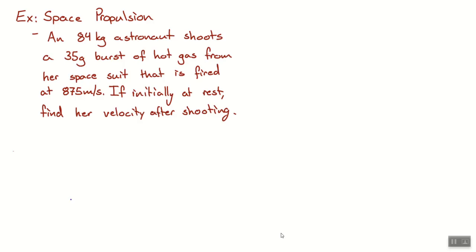We have an 84 kilogram astronaut that shoots a 35 gram, and I'm going to underscore that because the fact that that is in a different unit causes me stress. So we have this astronaut that shoots a 35 gram burst of hot gas from a spacesuit, so must be some boosters on the back, and it's fired out of the spacesuit at 875 meters per second. Okay, they are both at rest, the astronaut and the jetpack, and we're looking for the velocity after shooting.